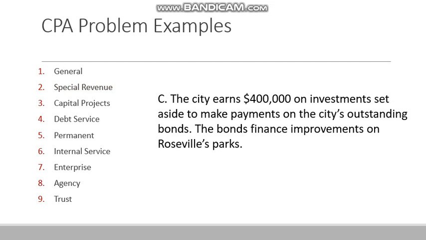C: the city earns $400,000 on investments set aside to make payments on the city's outstanding bonds. The bonds finance improvements on Roseville's parks. There are a few words that also would tip you off on this one. I'll let you think about it for a second. And the answer is debt service. The key word I would say is outstanding, and it finances improvements. So with the bonds, basically this money is set aside to pay our debts, and that plays right into the word debt service.